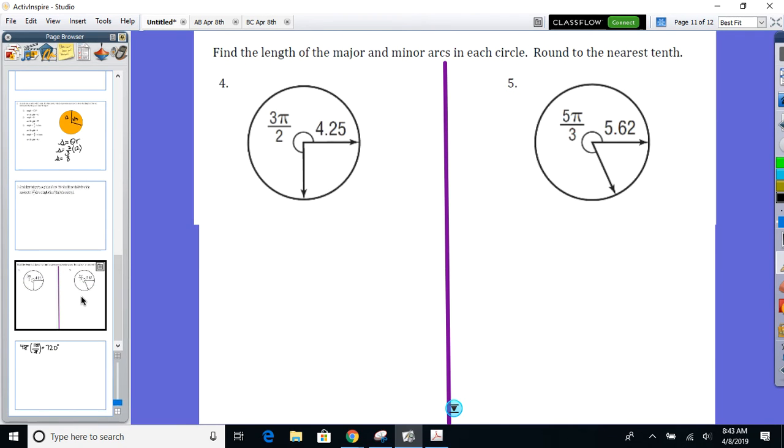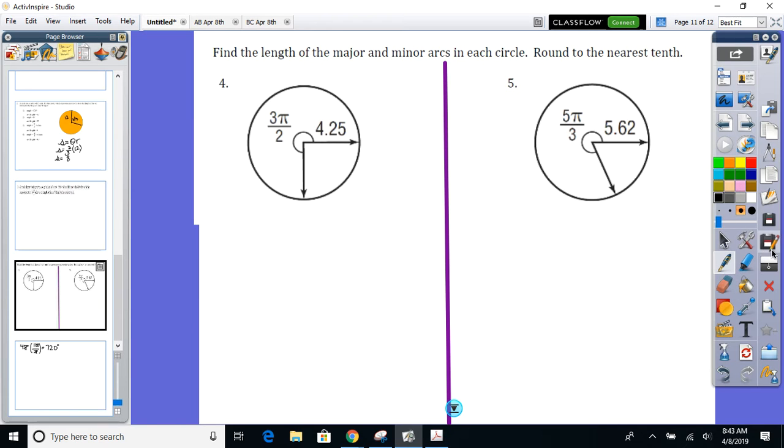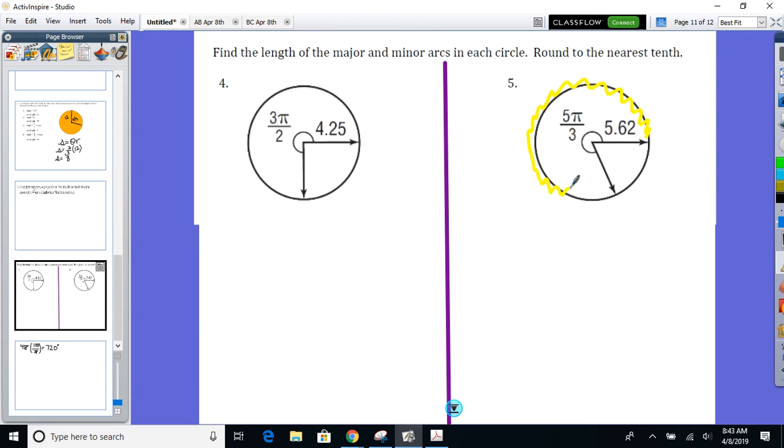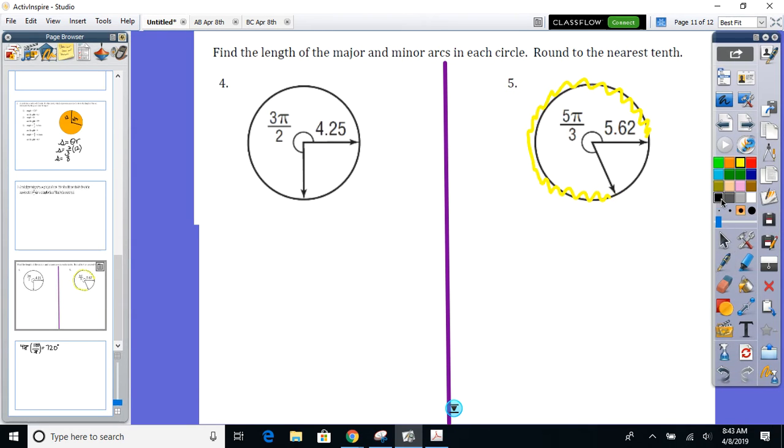Find the length of the major and the minor arc, round to the nearest tenth. All right, let's start with the major arc. Let me highlight it real quick, everyone. Find the length of this major arc. What's my angle in, first of all? 5 pi over 3, radians or degrees?